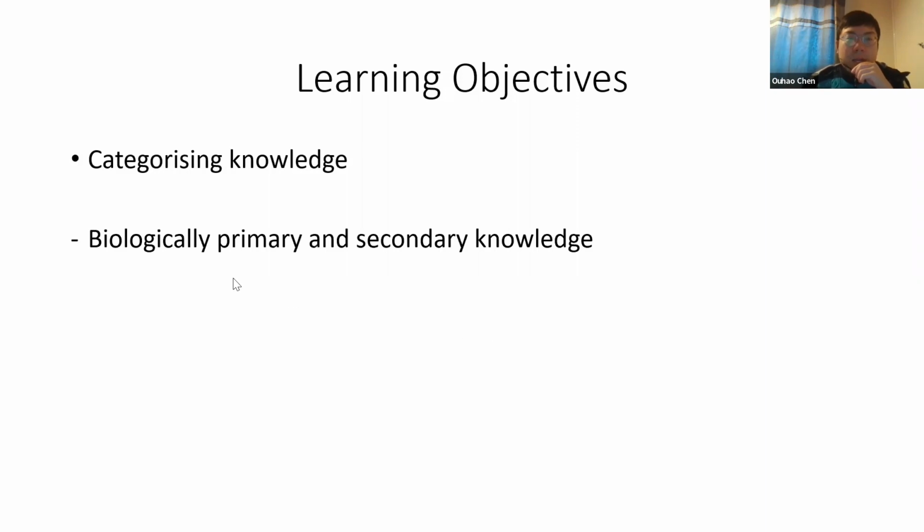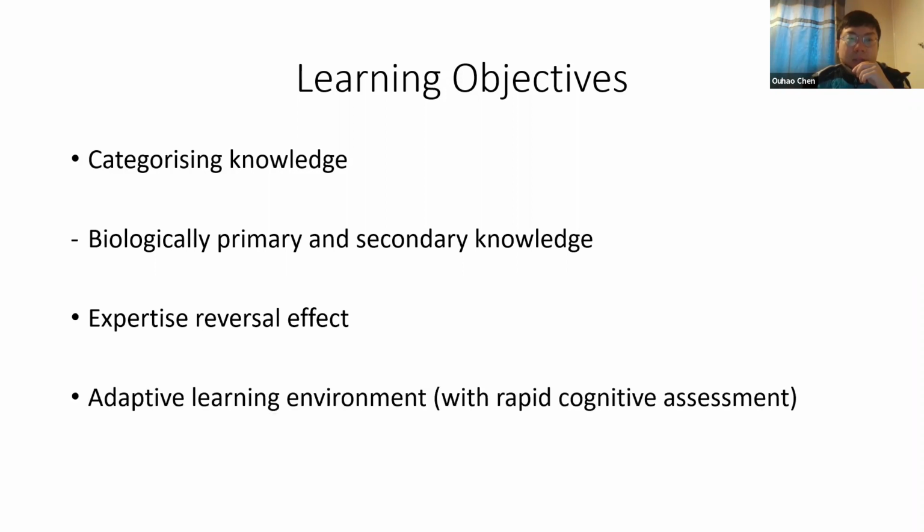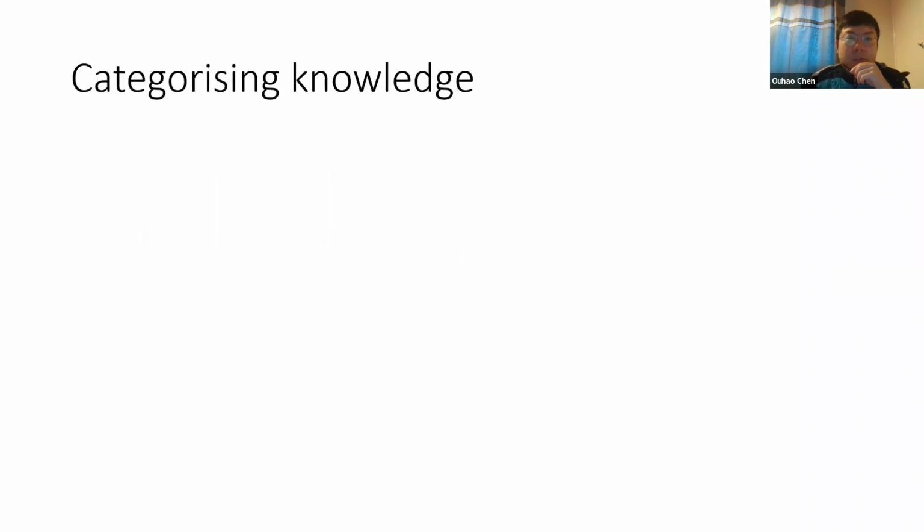So we are going to introduce biologically primary and biologically secondary knowledge. And then we are going to talk about the expertise reversal effect and also its application, which is the adaptive learning environment. So we are going to achieve these 3 goals. I will guide everyone step by step. Firstly, we are going to talk about categorizing knowledge.